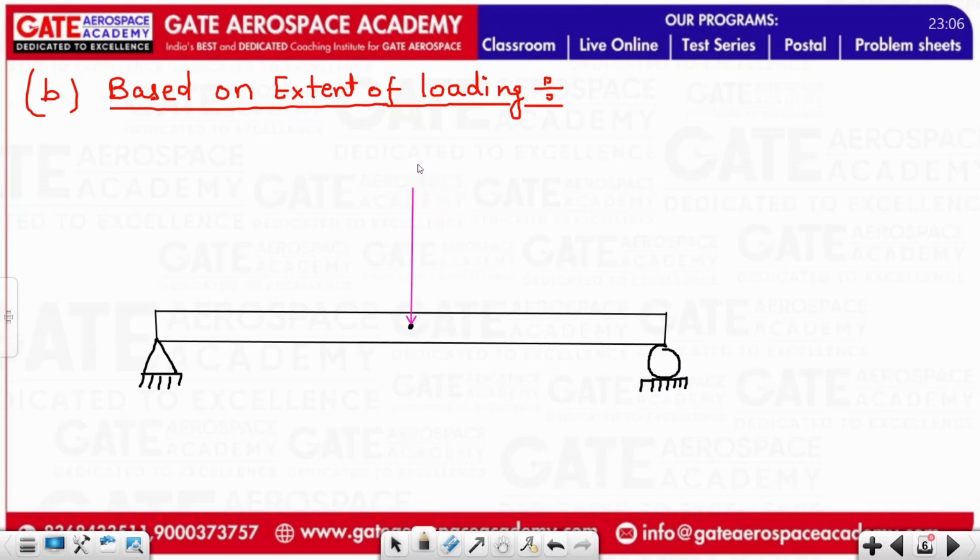A single load. This is known as your concentrated load. A load which is solely applied at a fixed point is known as your concentrated load. So if a load is applied at a particular point, then that load will be known as a concentrated load. While there is one more type of load, which is known as your distributed load.